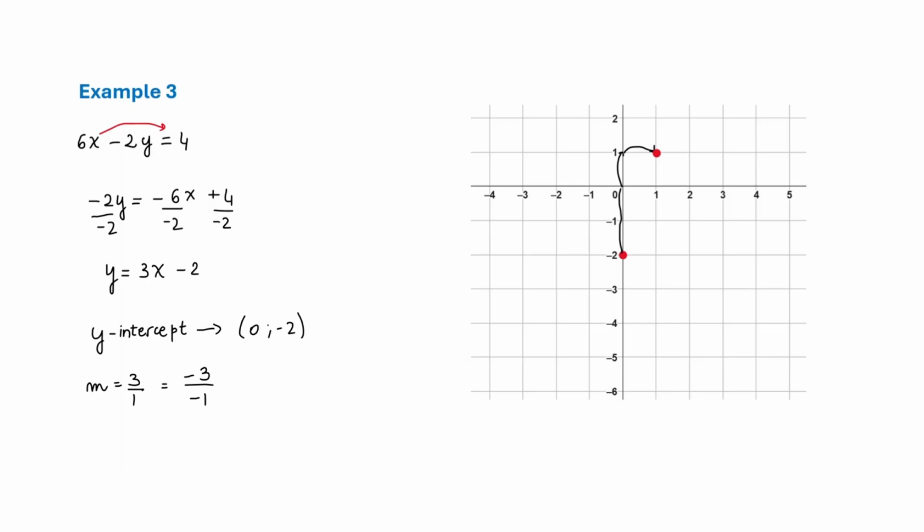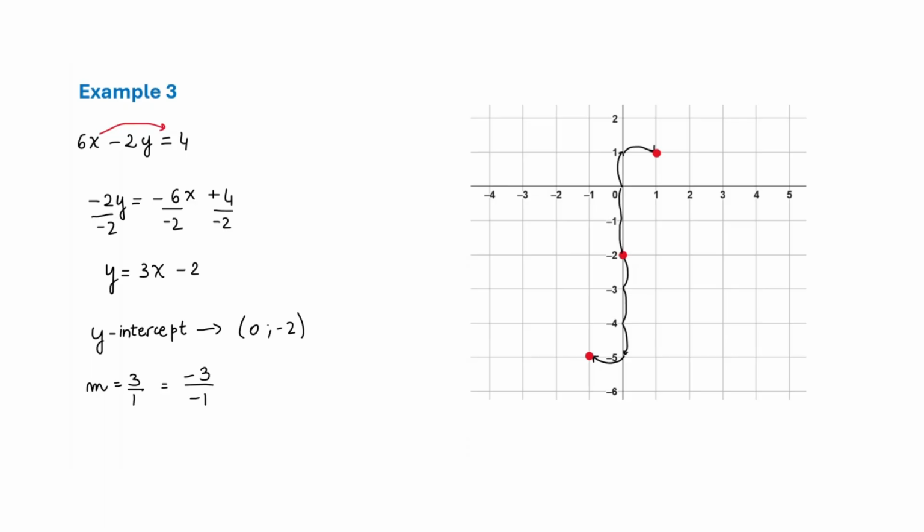So instead of moving up 3 and right 1, we could move down 3 and left 1. Both movements give points on the same straight line. This is useful when the graph does not give us enough space in one direction. In this example, we already have enough information.